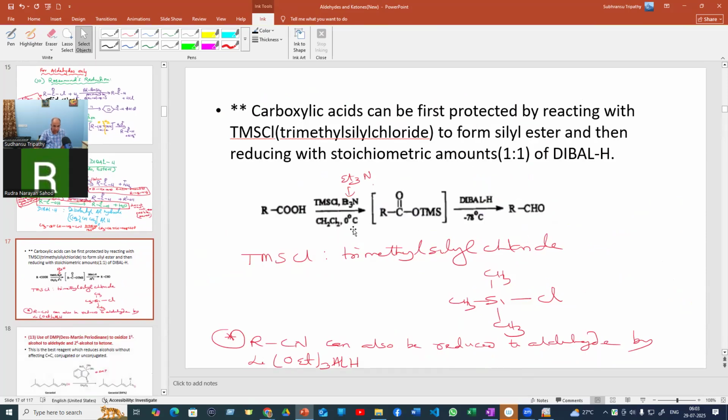So carboxylic acid is protected, that is, converted to ester using trimethyl silyl chloride. Trimethyl silyl, silicon chloride; when given, HCl is formed, and the double bond stays, and the trimethyl silyl group is attached, TMS. I have written it. So it is trimethyl silyl ester. So carboxylic acid can be first protected by reacting with trimethyl silyl chloride to form silyl ester, trimethyl silyl ester, and then reducing with DIBAL hydride, 1:1 ratio.